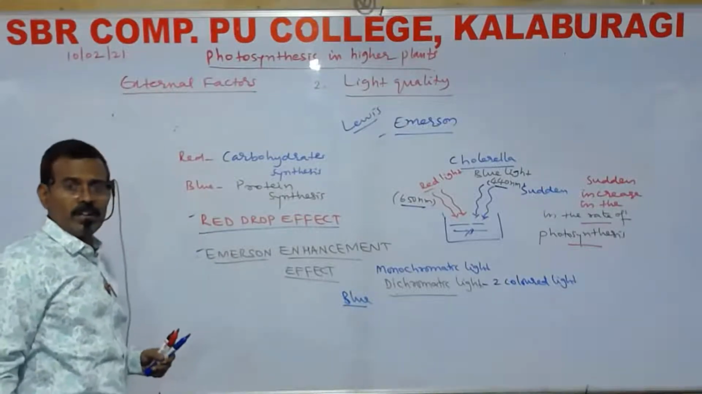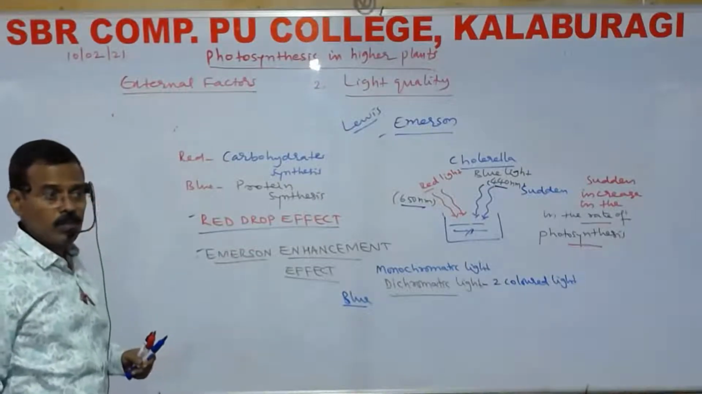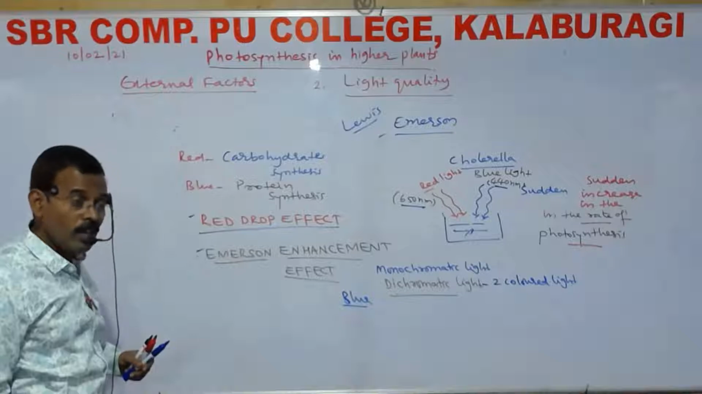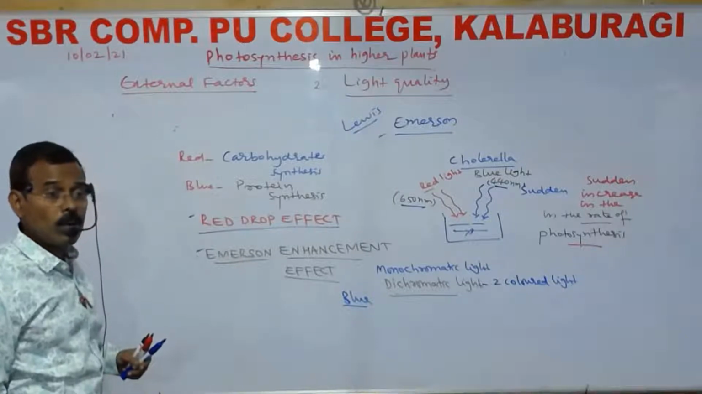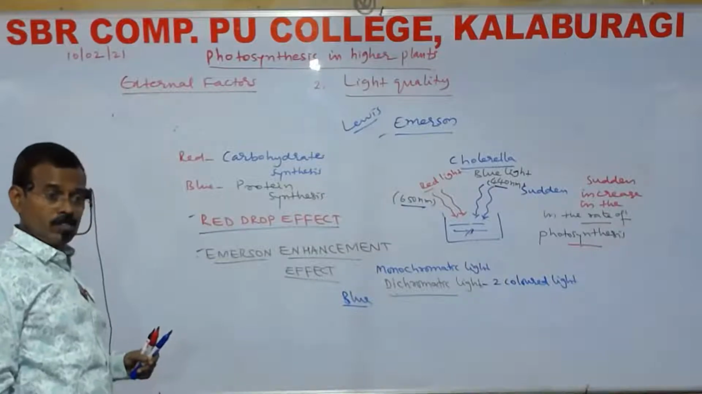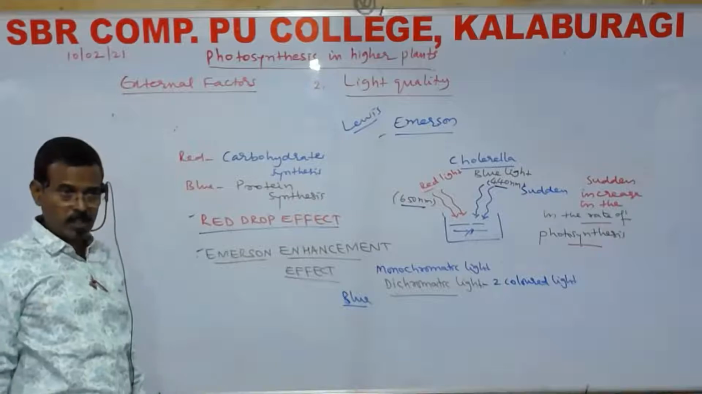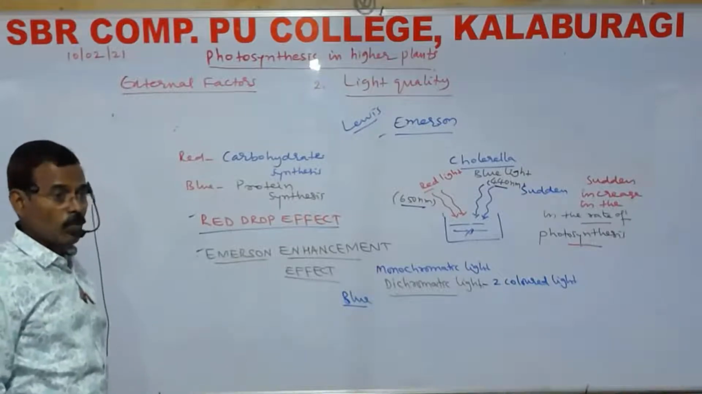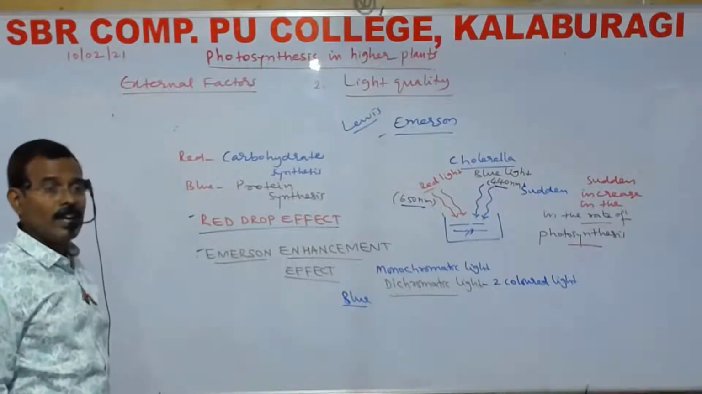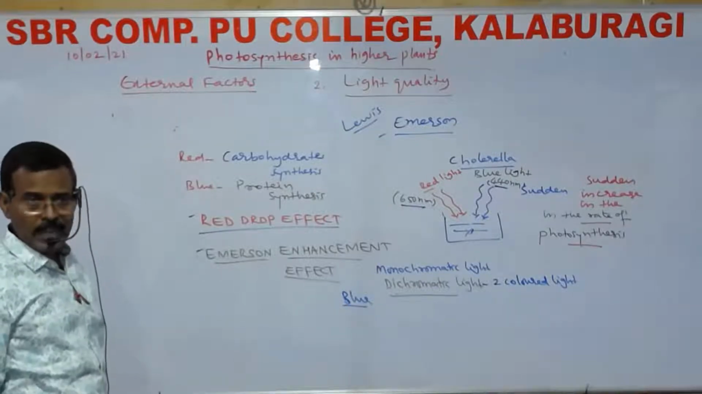So this concerns the color and wavelength of light that can influence the rate of photosynthesis. This is light quality, and light quality is very important. Thinking that only red light can enhance the rate of photosynthesis, if you provide more red light to the plants, especially to the crop plants, then there will not be an increase, but there will be a decrease. So better for the leaves of a plant, we can give dichromatic light.